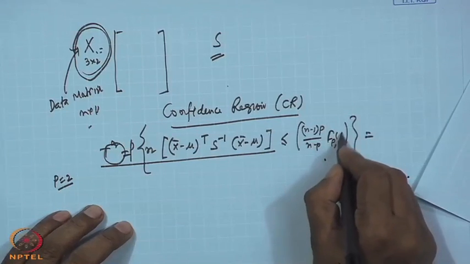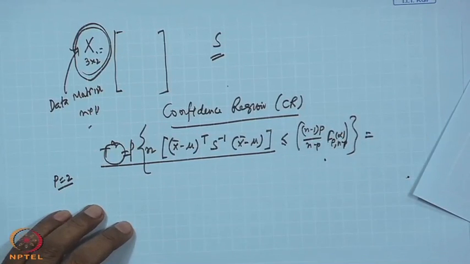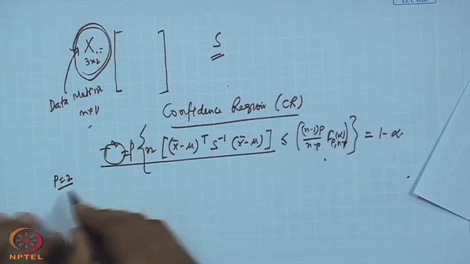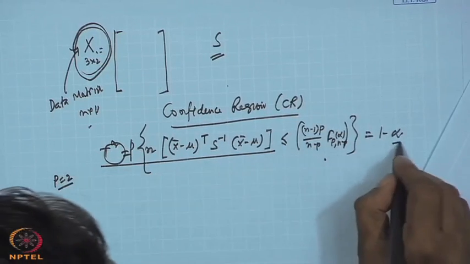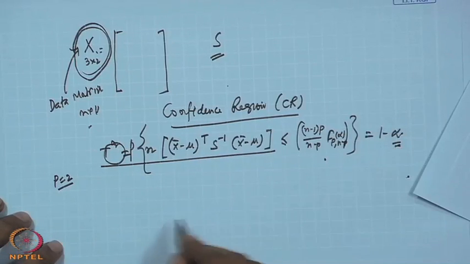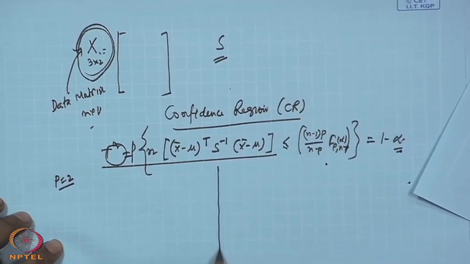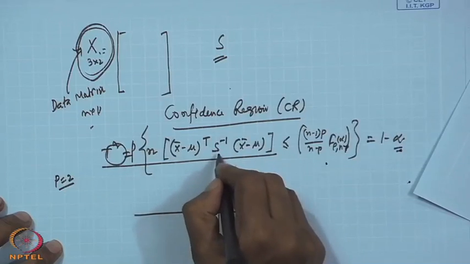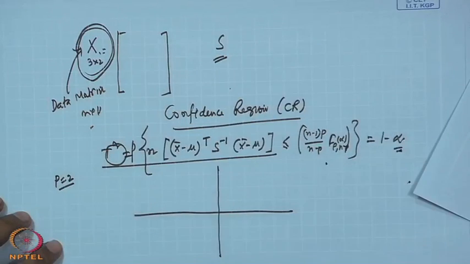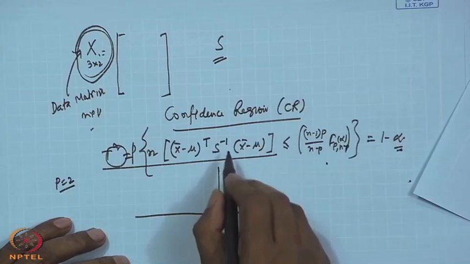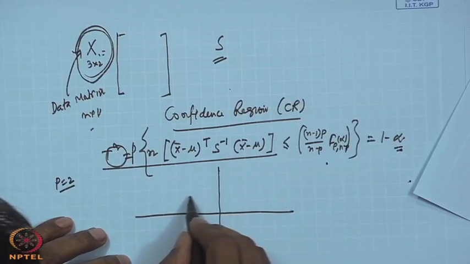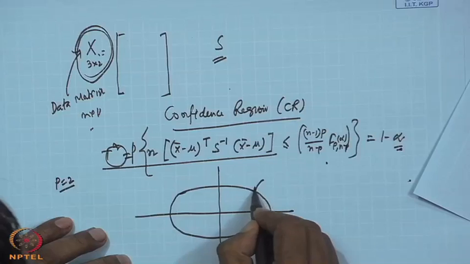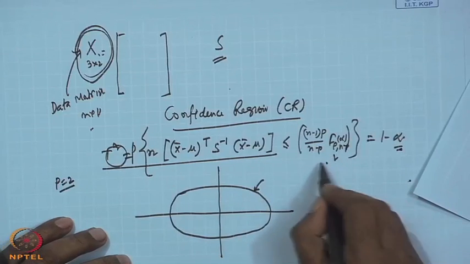If I put here alpha, 1 minus alpha. In the 2 dimensional case, depending on the alpha, it all depends on the covariance matrix also, what type of ellipse it will be. But if the variables are independent, then you will be getting an ellipse like this. This is what is determined by this quantity.